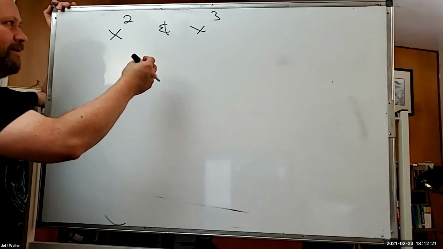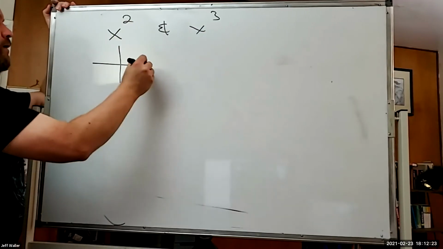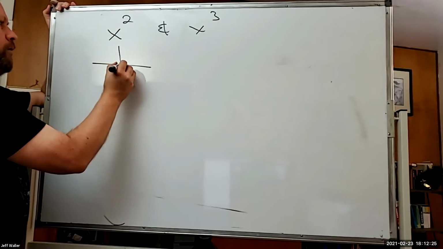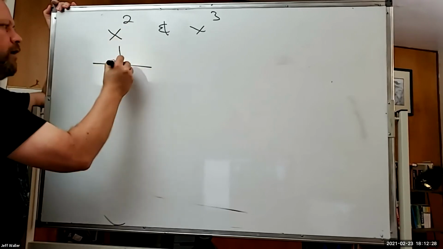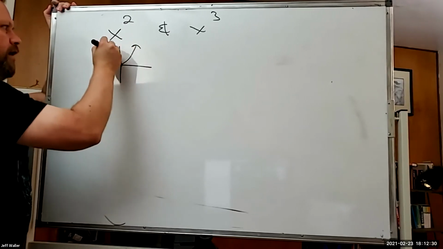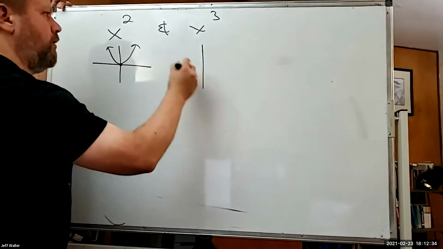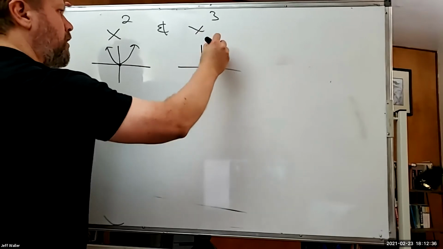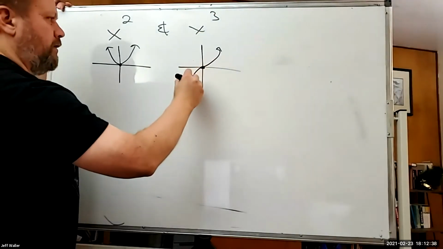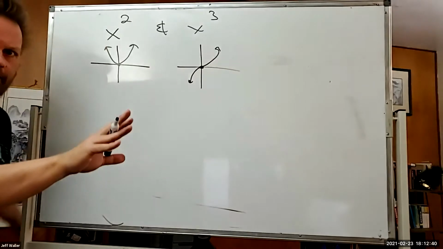Cubed. Yeah, that one. So this one has a 0 at 0, but since it's squared, it's the same sign on both sides. It's not allowed to change signs. Does that make sense? This one has a 0 at 0, but it's allowed to change signs. That's why it's allowed to go negative. Let me stop for a minute.